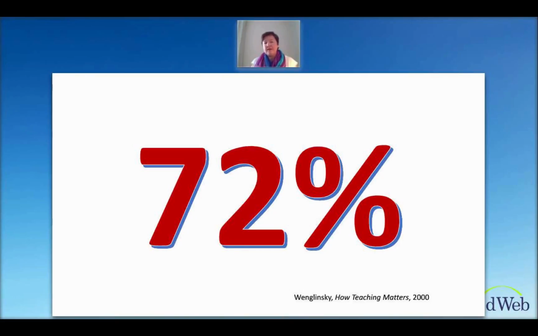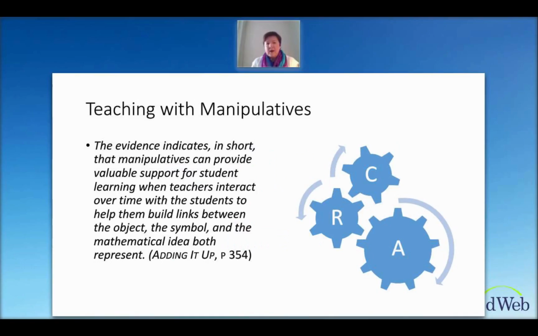And this idea that the kind of conversation we have, the kind of thinking we have that comes from working with manipulatives, that's what leads to 72% gains. And that has great power. So as I talk about the work of this, I always like to remind us, why does it matter?